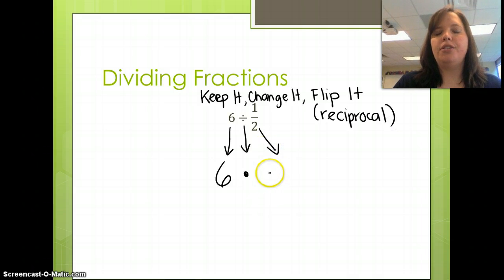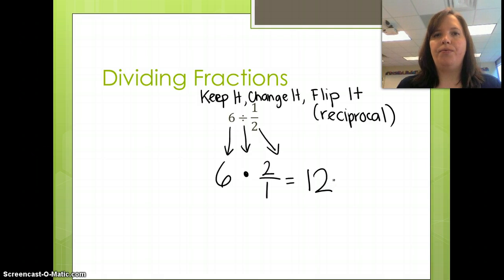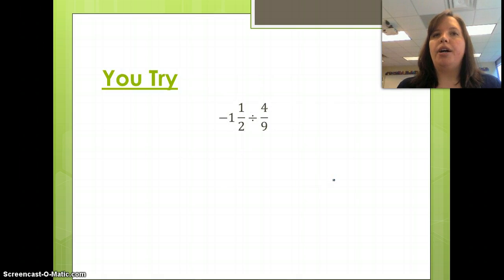How can I turn that into 12? Use that as an operation that's going to give me 12. Well, I change that to 2 over 1, which is 2, and 6 divided by 1/2 is 12. So keep it, change it, flip it is your guideline, but you want to, again, think about it intuitively. What does it mean to divide it into halves? Well, it's to see how many halves go into 6. So there's 12 halves.